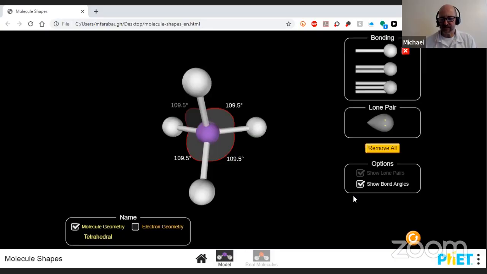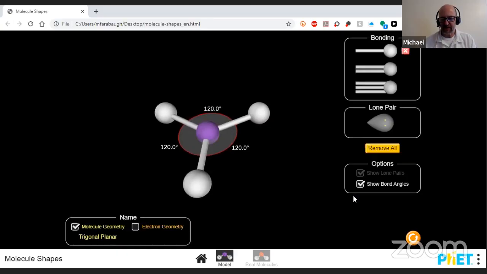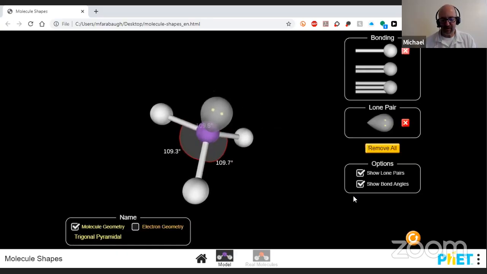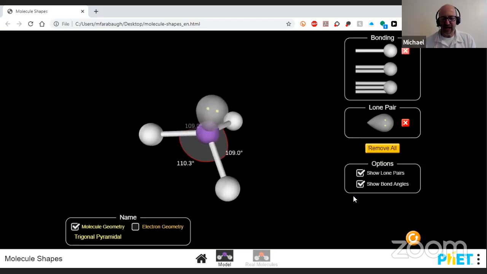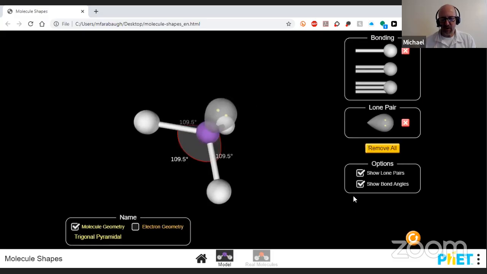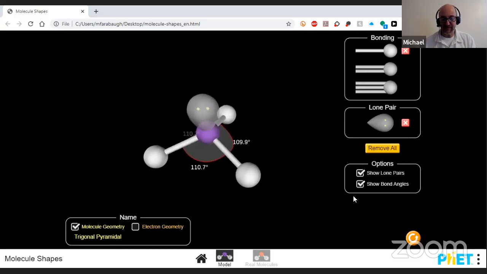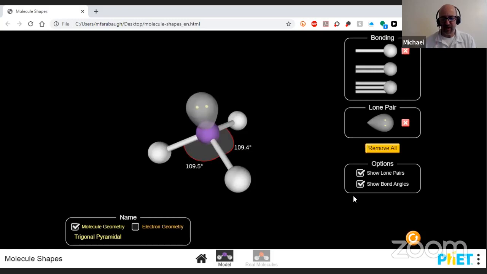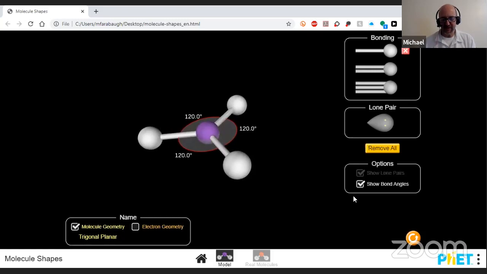I can also go from trigonal planar to pyramidal. So now I have changed from a trigonal planar where the molecule is flat. Now this is going to be no longer coplanar. The atoms are different. This is important to understand about molecular shape. So this is a different molecule.